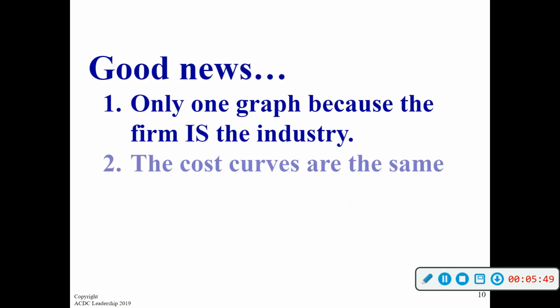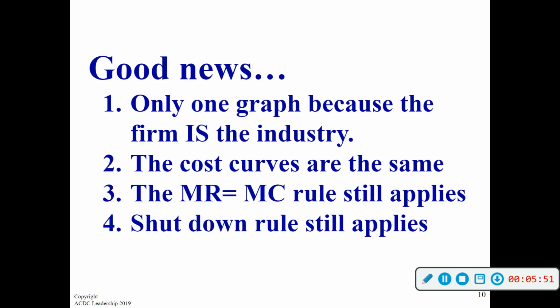So from a graphing standpoint, some good news. There's only one graph because the firm is the market. There's only one firm, so the firm is the market. So there's one graph. Compared to side-by-side graphs, we have perfect competition. Cost curves are the same. So marginal costs, average total costs, average variable costs, average fixed costs, all those are the same that we've already worked with.